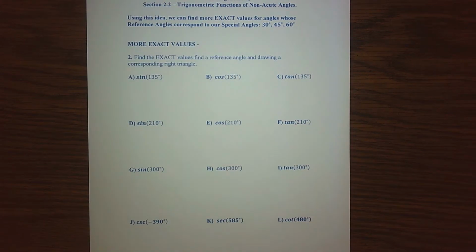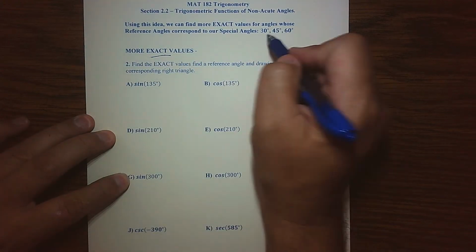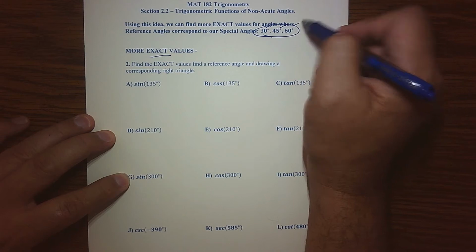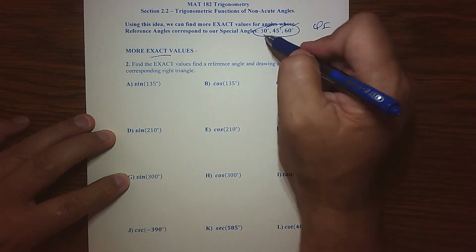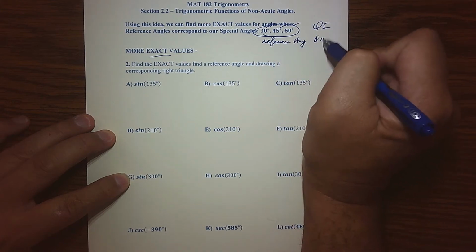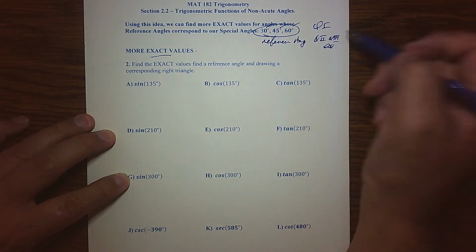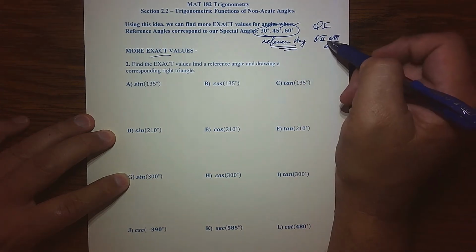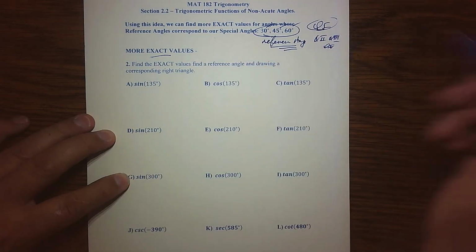Alright, you guys, so here's what we're going to do. We're going to revisit the idea that we can find exact values for special angles: 30, 45, and 60. We've already done that in quad 1, but we now know that these can serve as reference angles in quad 2, quad 3, and quad 4. Since they serve as reference angles, all that information we did in quad 1 now applies in quads 2, 3, and 4.